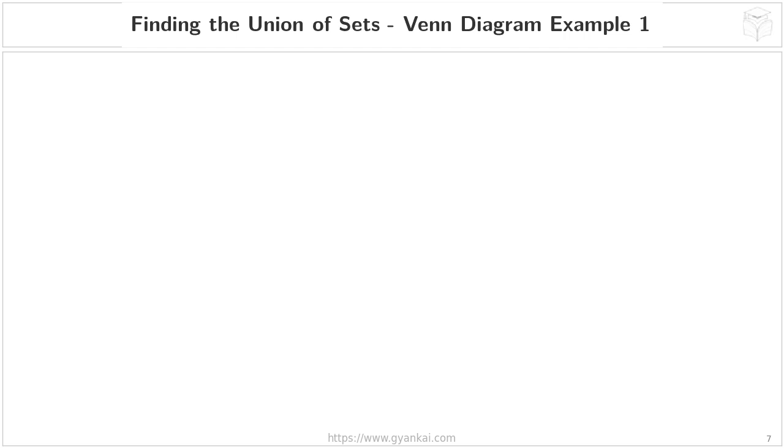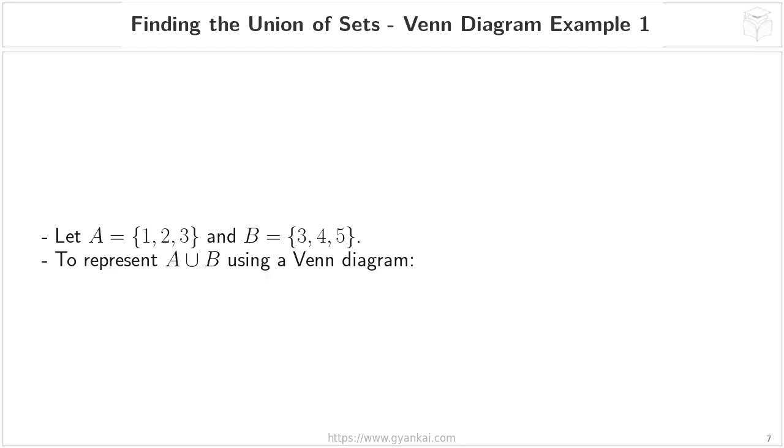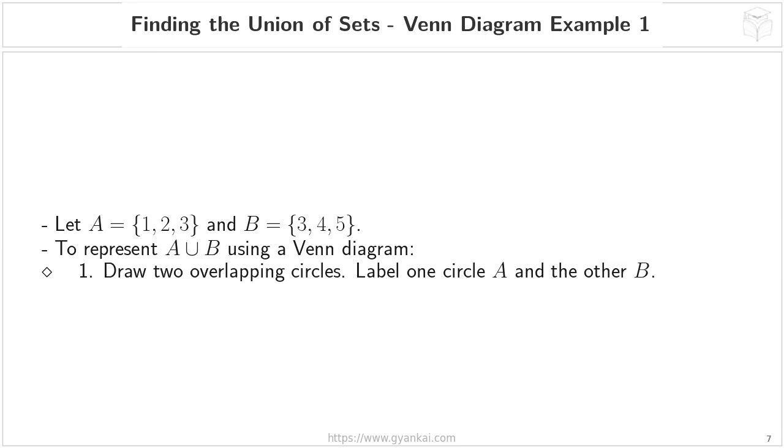Finding the union of sets, Venn diagram example 1. So on this slide, we have two sets, A and B. Set A contains the numbers 1, 2, and 3. And set B contains the numbers 3, 4, and 5. Remember from the previous slides, the union of A and B, which we write as A union B, is a new set containing all the unique elements from both A and B. We already calculated that A union B is equal to the set containing 1, 2, 3, 4, and 5. Let's move on to visualizing the union of sets using Venn diagrams. This will really help solidify our understanding. Now, let's see that visually.